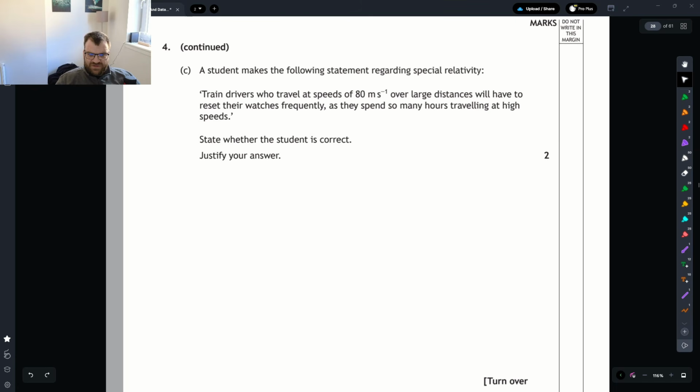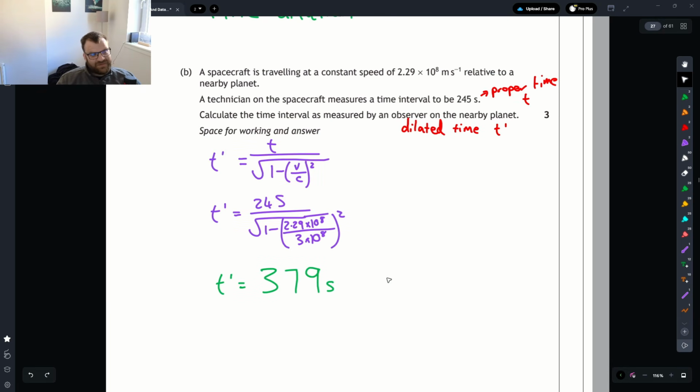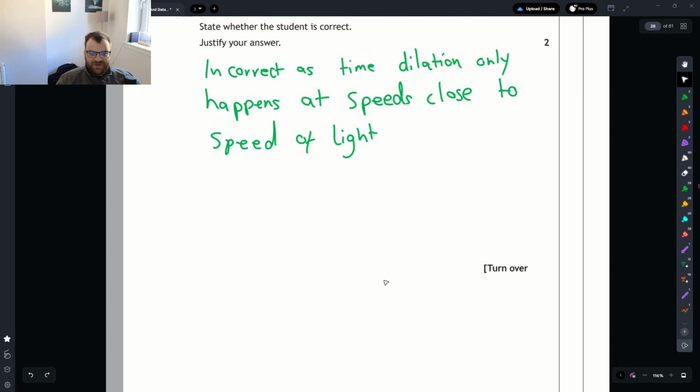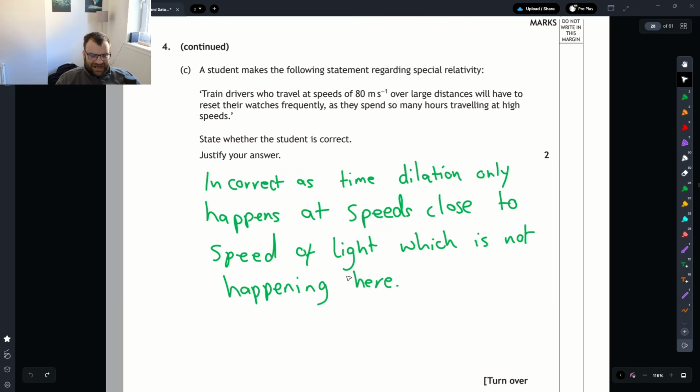Moving on to the next one, they're asking us about train drivers travelling at 80 meters per second for large distances, and they'll need to reset their watch's frequency. Well, the effect that we were just talking about only happens at speeds close to the speed of light, and that is not what's happening in this situation. Again, I'm not too sure on the word in there specifically, but they are nowhere near close enough to the speeds that make this effect happen. So that would be an incorrect statement.